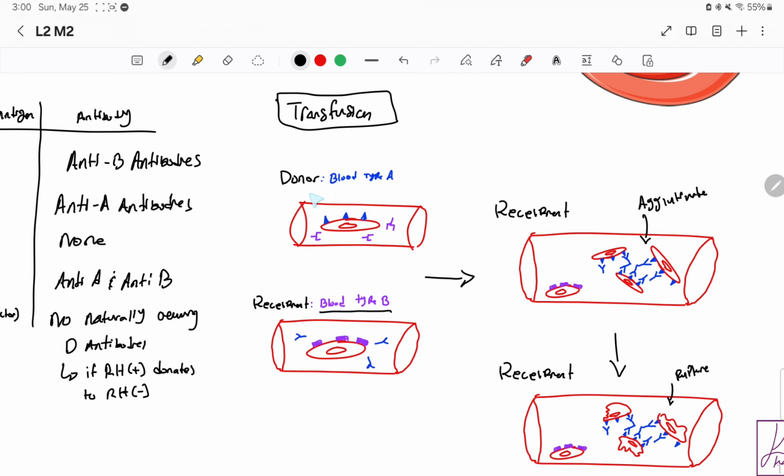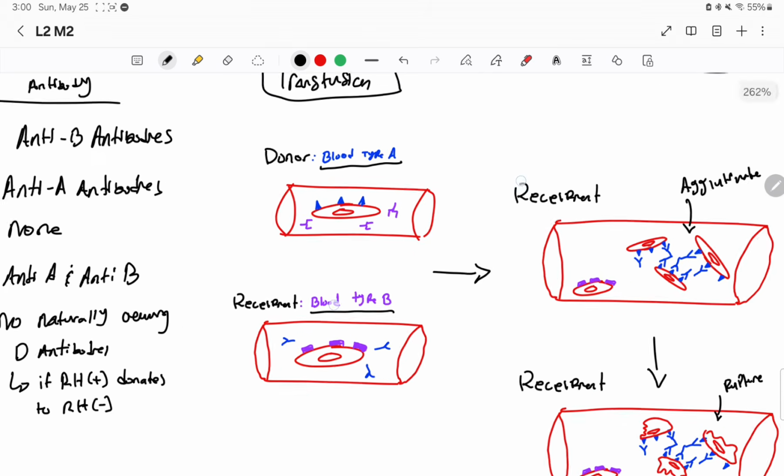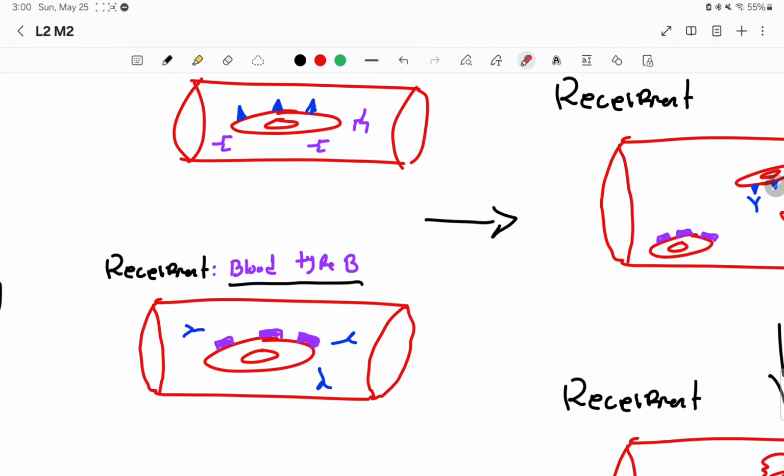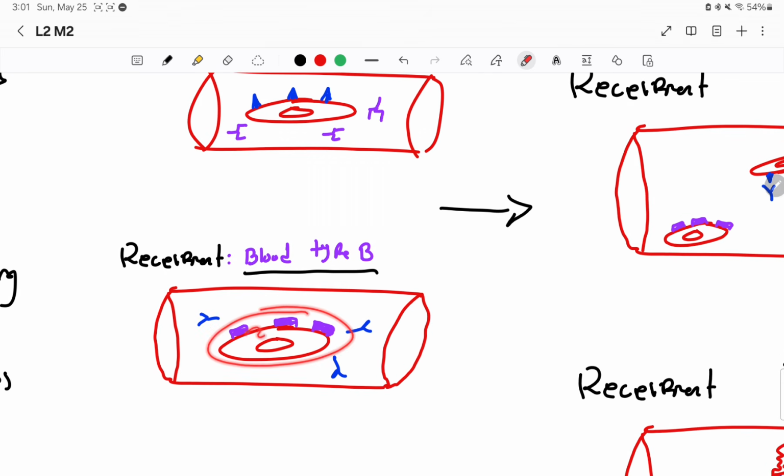But then the doctors managed to find somebody who they thought had a blood type of B, but they actually have blood type A. So what would this look like? Well, on their red blood cells, they have the A antigen, and they have what antibodies? They have B antibodies. Okay. The recipient, the guy who's receiving the blood, his red blood cells on the surface have B antigens. Okay. And in their bloodstream, this guy has A antibodies.